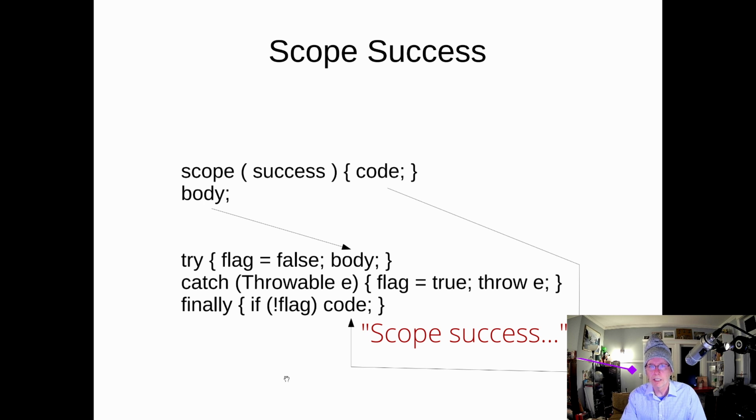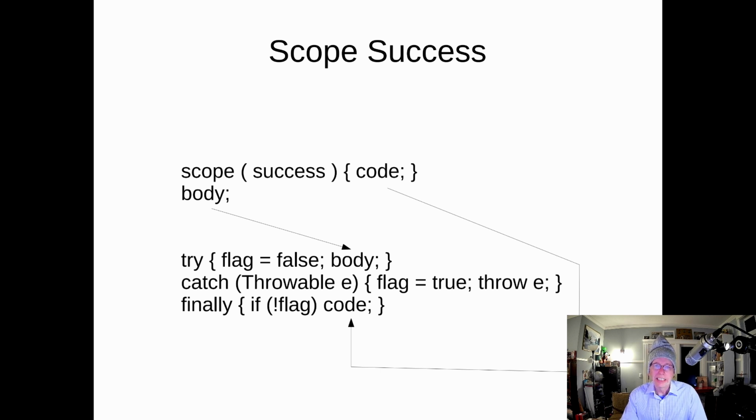Scope success is even more complicated. Here, the code is executed only upon successful completion of the body. So this involves creating a try-catch-finally statement with an extra flag, which tells it if the body successfully exited or not. So we know when to execute the code in the finally statement.